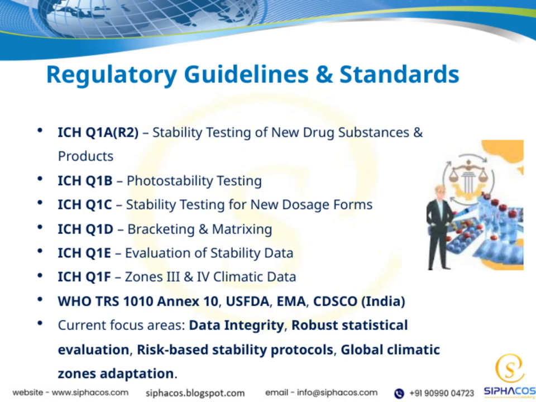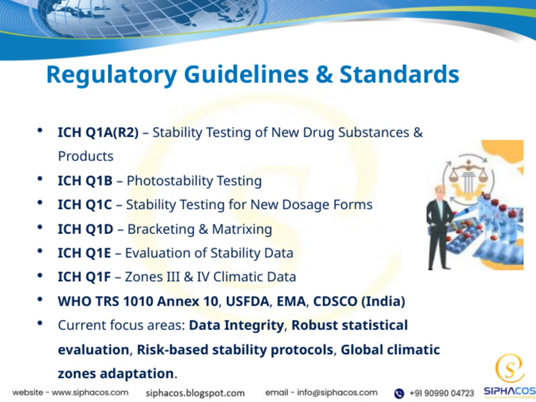Let's take a closer look at some key regulatory guidelines and standards that guide our stability testing practices. Starting with ICH guidelines, we have ICH Q1A-R2, which focuses on the stability testing of new drug substances and products. This ensures that we understand how our products behave over time under various conditions. Then there's ICH Q1B, which addresses photostability testing, crucial for understanding how light exposure can affect drug stability and ensuring proper packaging. ICH Q1C deals with stability testing for new dosage forms, helping us adapt testing strategies for different formulations.